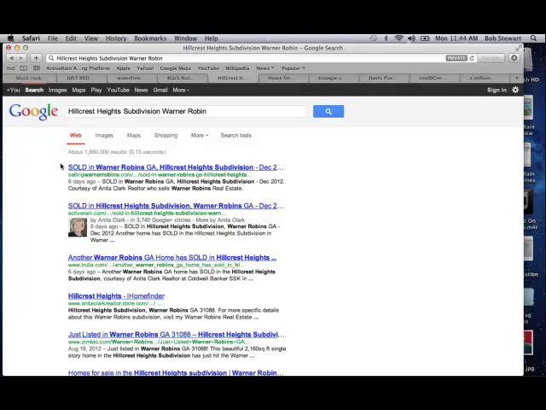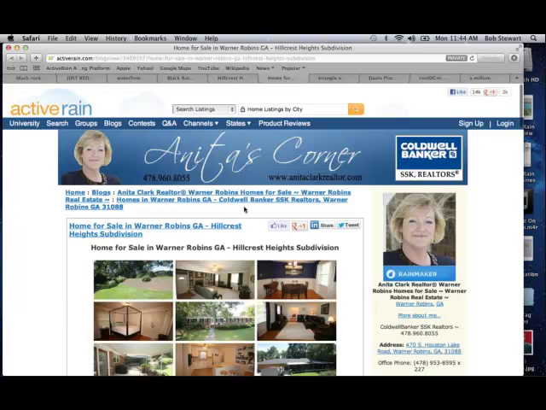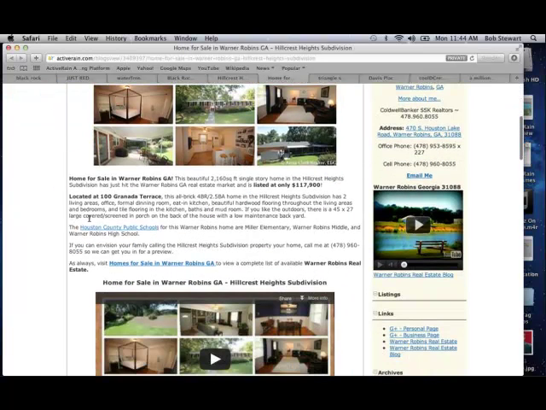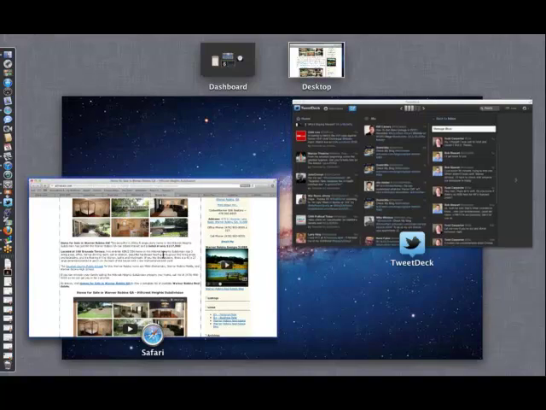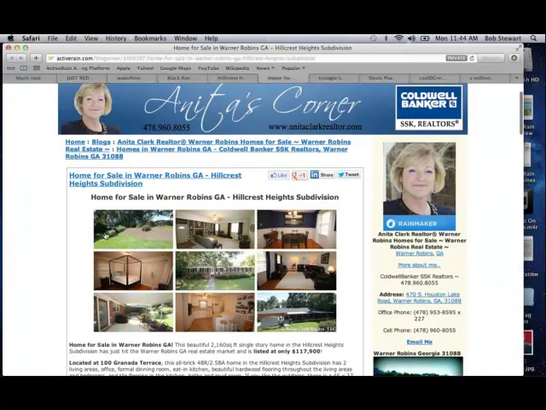Here's the problem, right away she's kind of disqualified herself. These posts, she wrote about a house selling. And so when we look at Hillcrest Heights subdivision in Warner Robins, she's telling them, my listing's sold. So don't even click on this, because if you want a listing, this isn't it. She does a really good job in here of giving me the layout of this house, but what she's done is she's dated this thing, right?